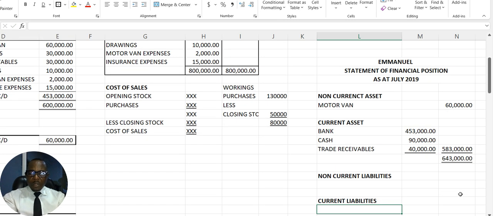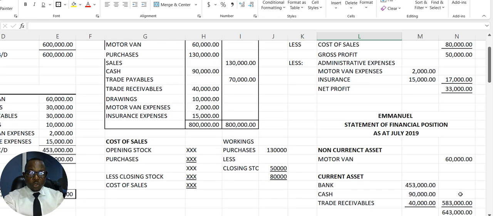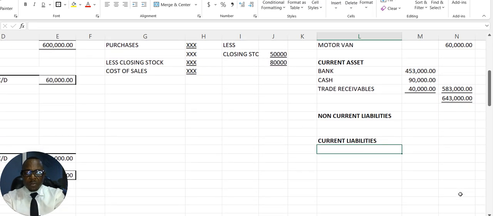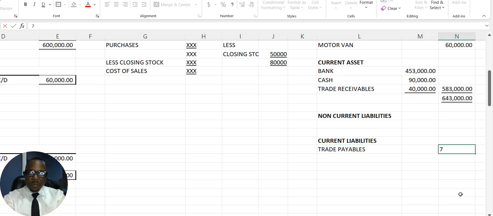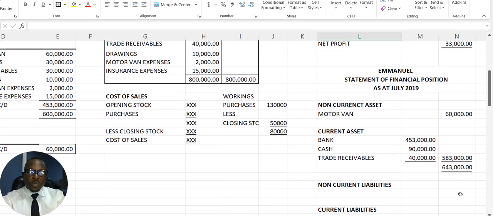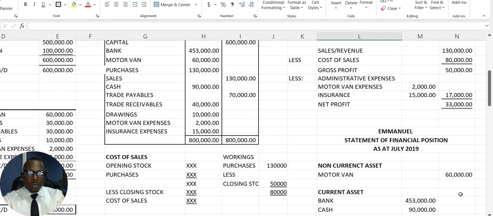So under current liabilities, we have items like trade payables, which is 70,000 naira. Put it here. Okay. Then what other items do we have here?